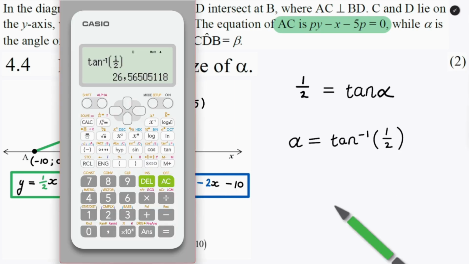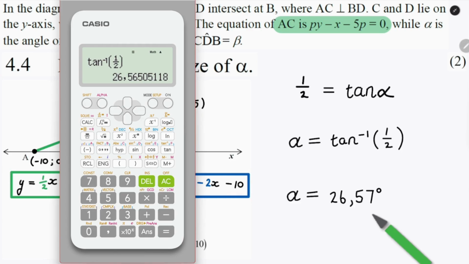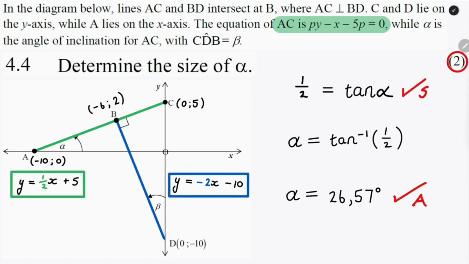Okay, so when we pump that in, we've got to round it off to 2 decimal places. So if it's 5 or more, you let it soar. If it's 4 or less, you let it rest. So this 5 will round that 6 up, and we get 26.57 degrees for alpha. And your 2 marks will be awarded for the correct substitution as well as the answer.